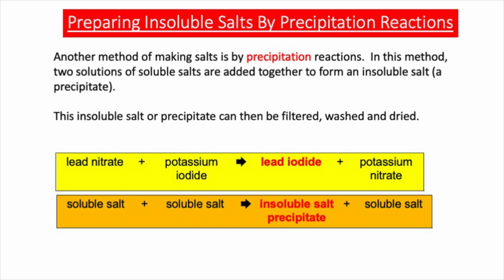Now in the WJEC syllabus, we're not expecting you to remember lots of rules on solubility. However, it is useful to know that all nitrates are soluble, and all sodium and potassium compounds are soluble. Now it's useful to know this because when you look at this equation, if you know that all nitrates are soluble and all potassium compounds are soluble, you then can see that it's obvious that lead iodide is the precipitate that forms.